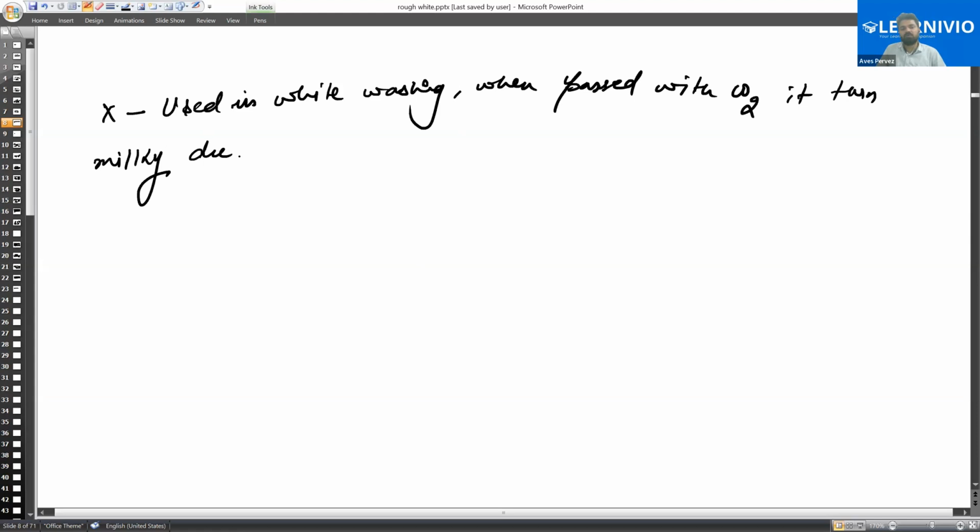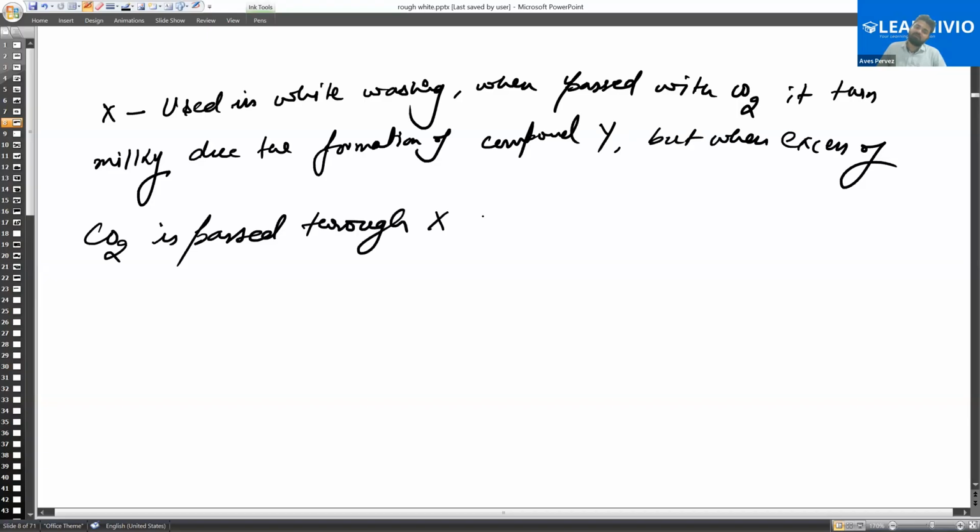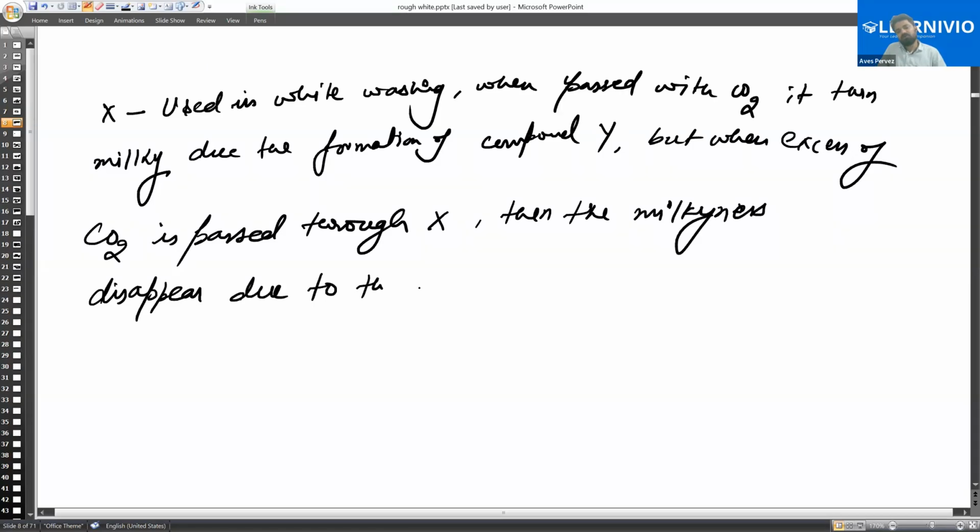Okay. Due to the formation of compound Y. But when excess of CO2 is passed through X, then the milkiness disappears due to the formation of compound Z. Find X, Y, and Z.